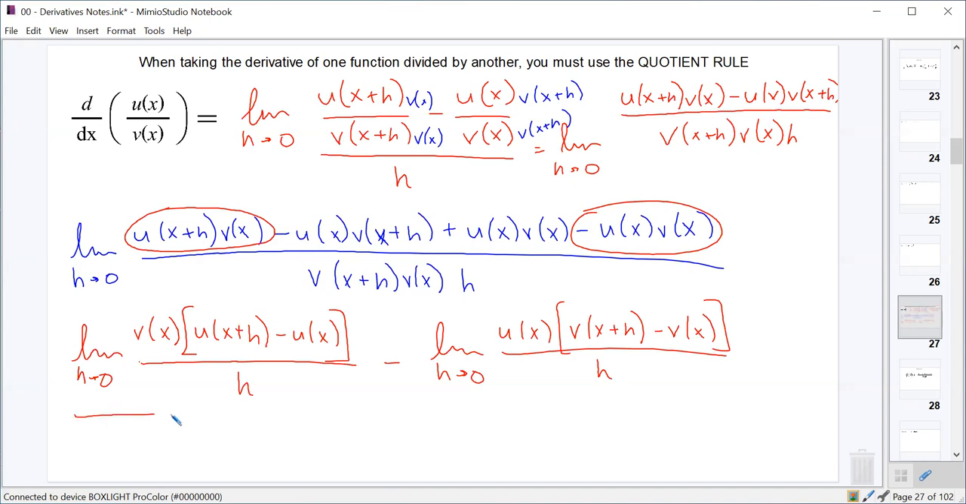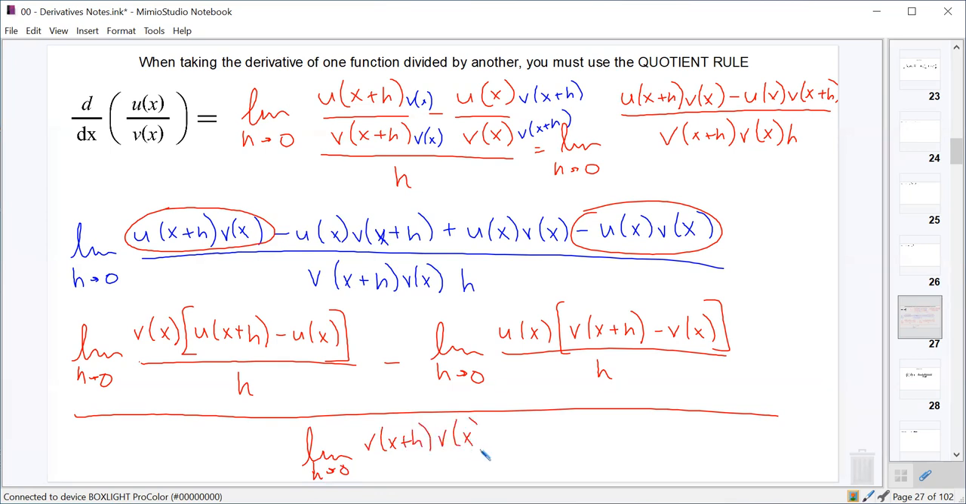So what I'm going to do is make a third limit for that, because as long as the top limit doesn't equal 0 and the bottom limit doesn't equal 0, I can separate them into two separate limits. So we'll have the limit as h approaches 0 of v of x plus h times v of x right here. And the bottom limit is super easy to evaluate, right? The bottom limit just becomes v of x times v of x, or v of x squared. But the top two need to be separated into their own separate limits again. So let's go ahead and do that on the next page.